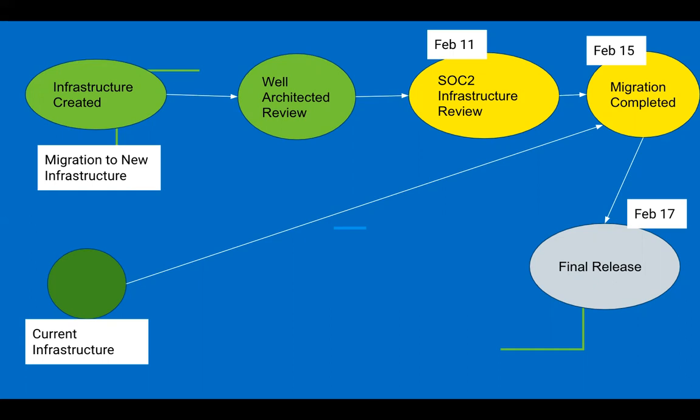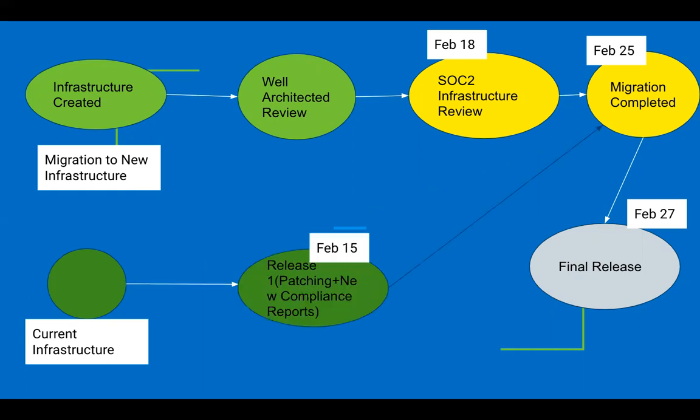Once that well-architected review is done, we were hoping that by Feb 11th, the SOC 2 team would also finish their infrastructure review, because we didn't want to go through another cycle after that. Then we would finish the migration by Feb 15th and have a release by Feb 17th, migrating whatever we have in the current infrastructure along with the new features. But we had a problem because the SOC 2 infrastructure review team said they will not be able to complete it till Feb 18th, which means we can only complete the migration by Feb 25th.